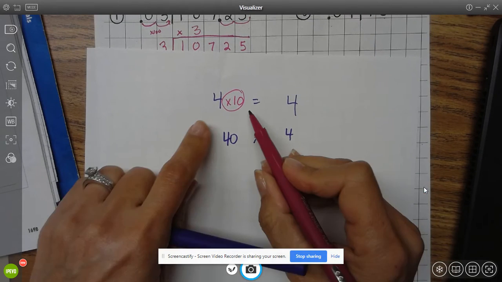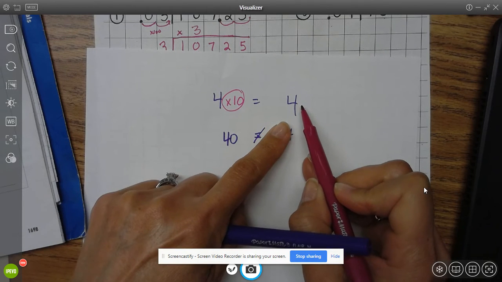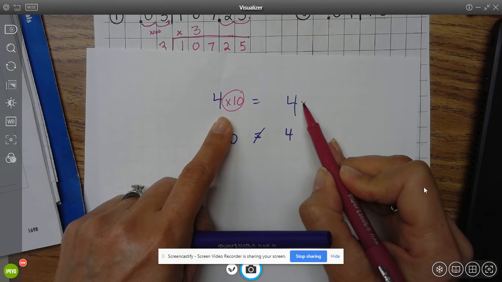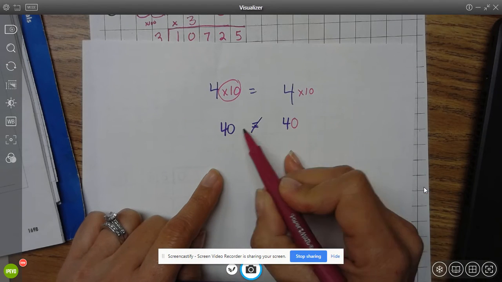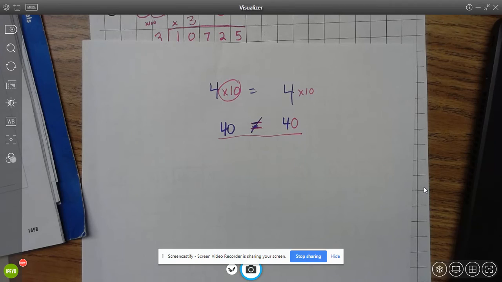So in order to keep my equation balanced, whatever I do to one side, I have to do the other to keep it equal. Okay, so if I multiply this number by 10, I'd have to multiply this side by 10. And then 4 times 10 is 40, and now that becomes a true statement. Okay, all right.